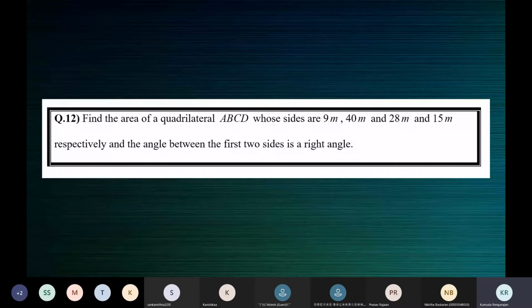So you should draw a quadrilateral in which the sides AB and BC are perpendicular to each other. AB and BC are the first two sides, and the angle between them is a right angle. That means angle B is 90. So if you draw AB like this, BC should go upright like this, because the angle included between the two sides is a right angle.